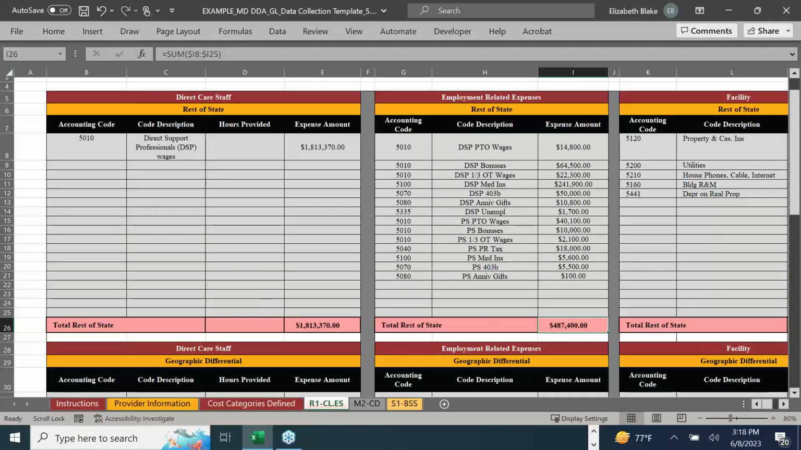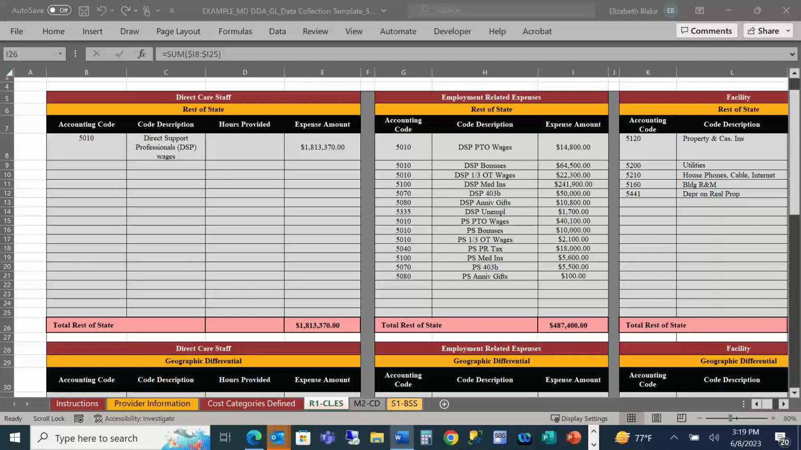So before we dive into this, I just want to reiterate what Marianne said. The accounting code description, the code description, is going to be really, really important, a lot more important than the actual accounting code, because you all are going to be using a variety of different accounting systems. So the accounting codes are not going to be standard across organizations, which is why we're asking for that code description. So now I'm just going to walk you through some of the accounting codes and descriptions that we have in this example template for the cost categories.